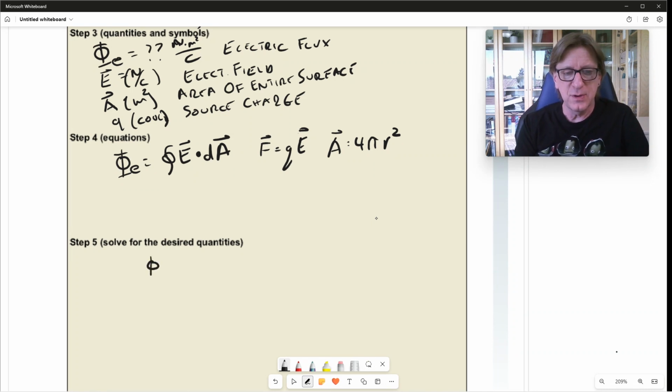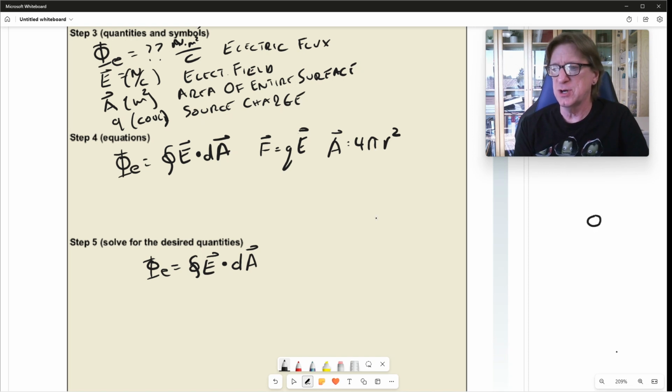So let's start with our Gauss's law equation. So this is the integral over the entire surface, dot product, dA. So that's not just multiply, that's a dot product. All right. Let's remind ourselves what our surface looks like. So here's my charge, here's the surface, and here's my electric field lines going through it. Okay. Something like that.